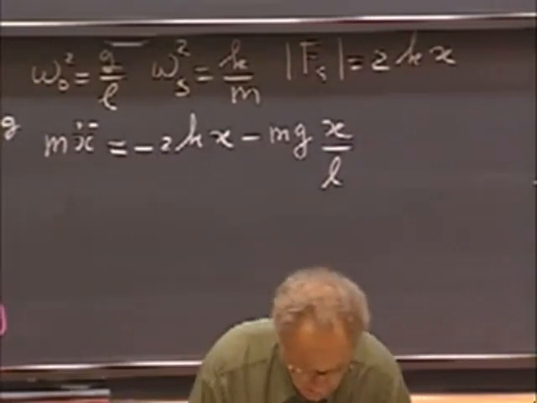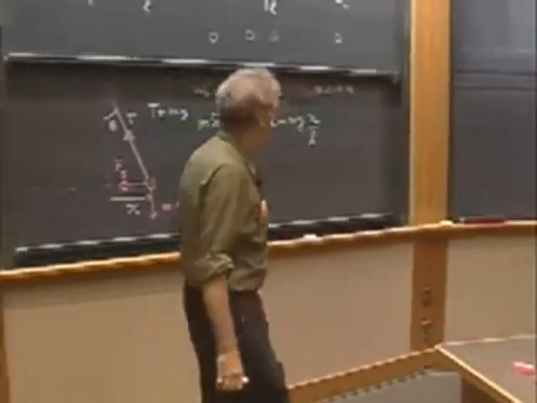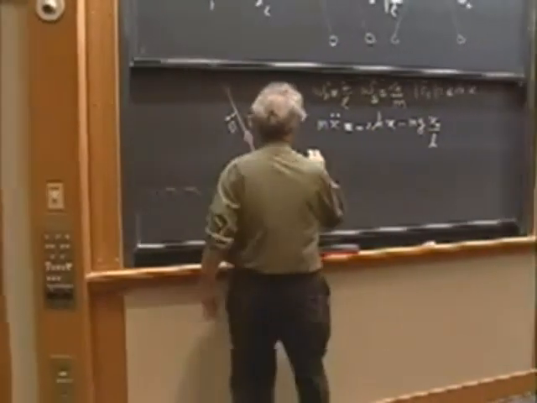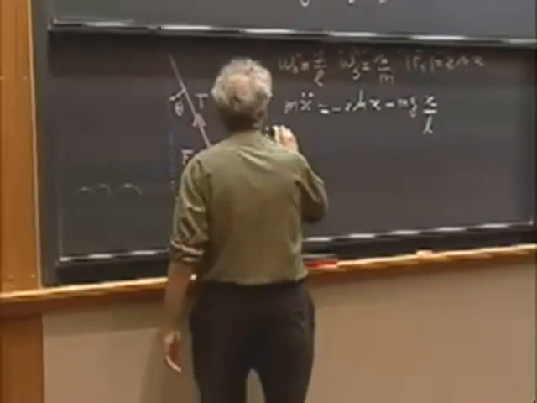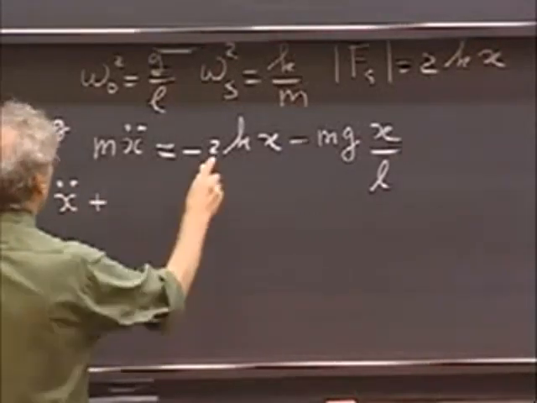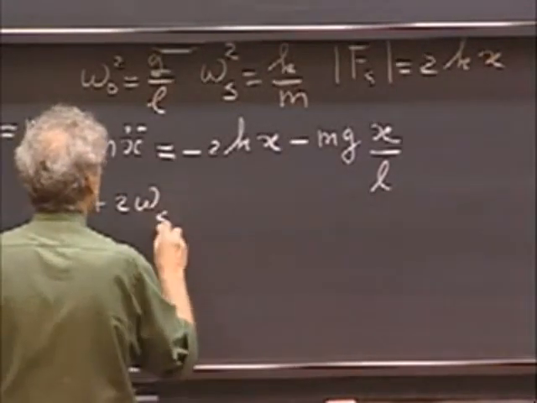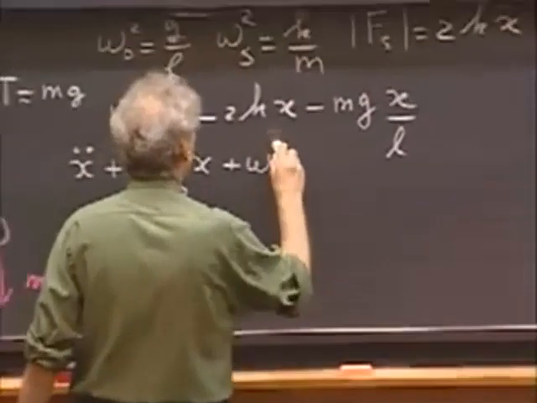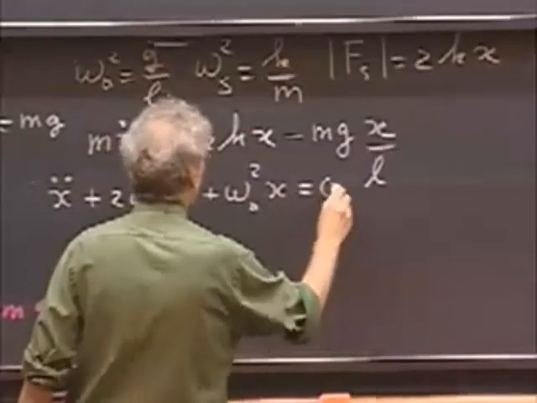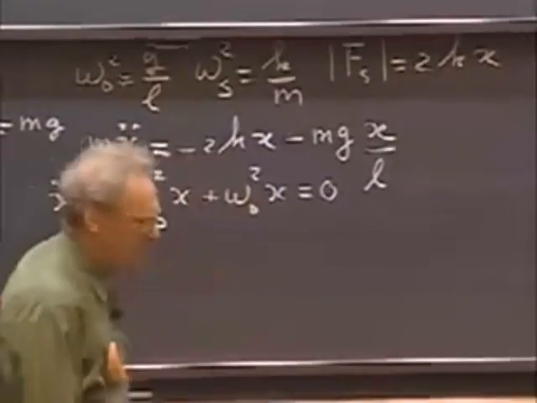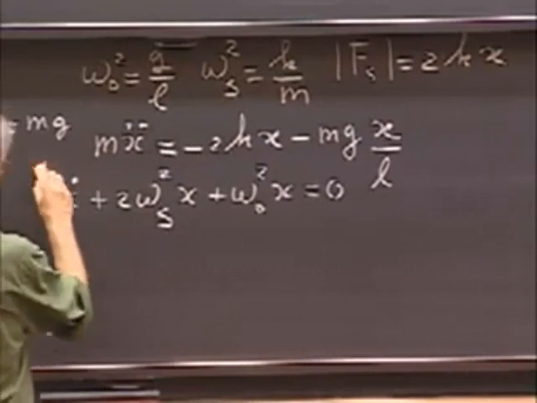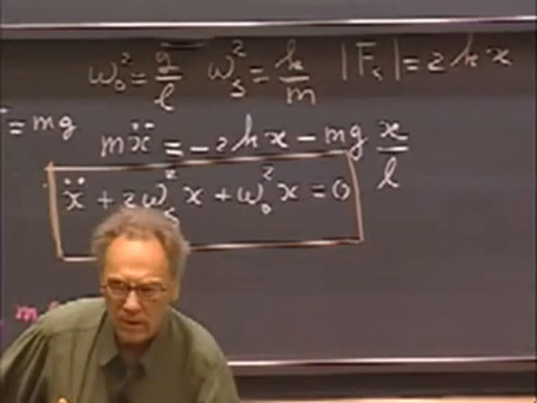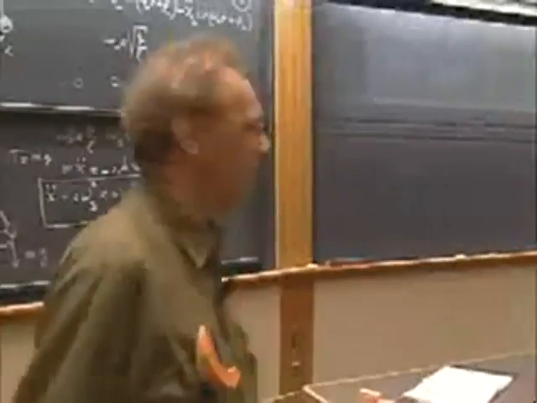And so this is the differential equation. I'm going to divide m out, and I'm going to bring everything to one side. So I'm going to get x double dot plus 2 omega s squared times x plus omega 0 squared times x equals 0. And our task now is to solve this differential equation. And that, of course, you can do in 3 seconds, because you recognize this differential equation.